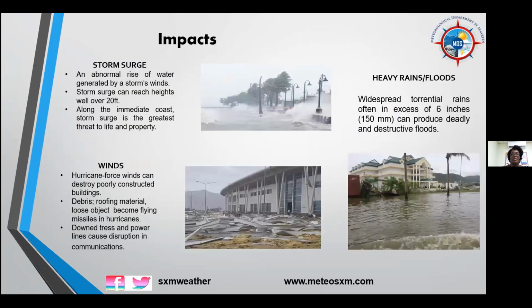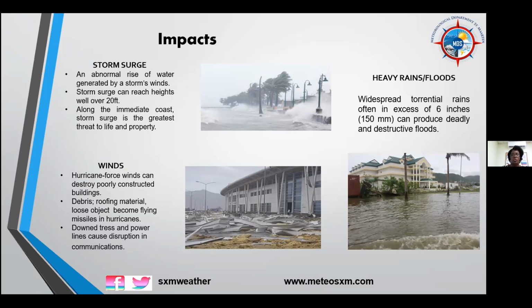So impacts, we are all familiar with the impacts, 3 main impacts from hurricanes and storms. Storm surge, where you have the abnormal rising of the ocean, and this can happen way ahead of the center of the storm itself. You see the seas start acting up way before the hurricane or the storm gets to your area. And waves can go as high as 20 feet, depending on where you are.